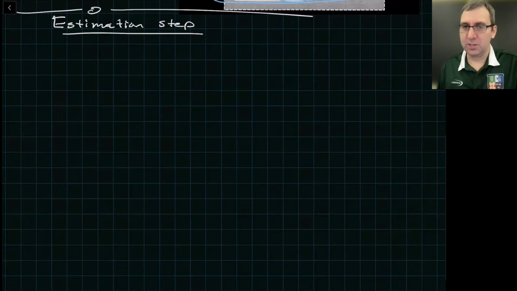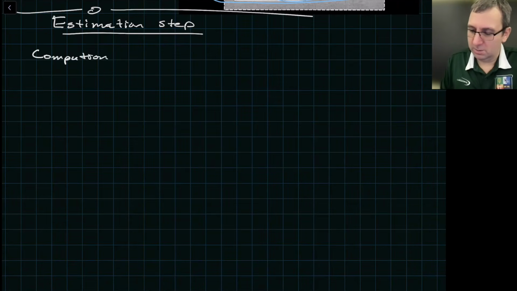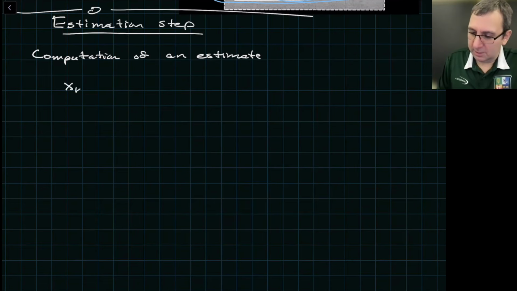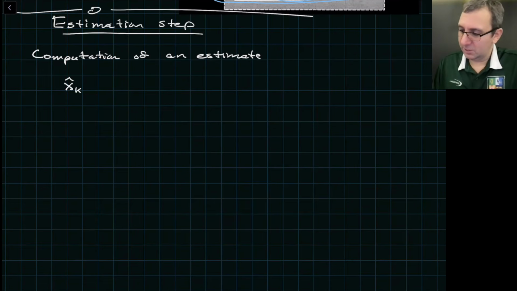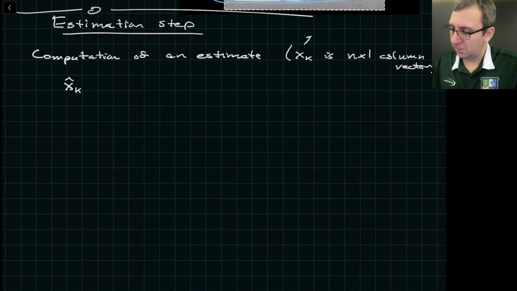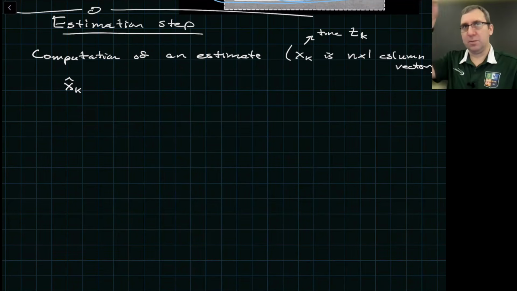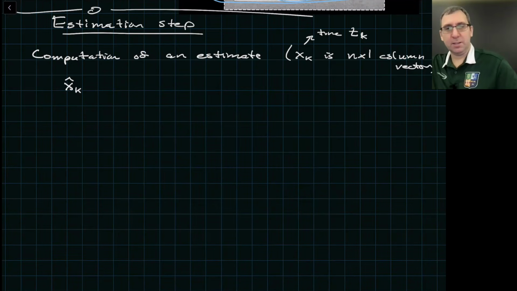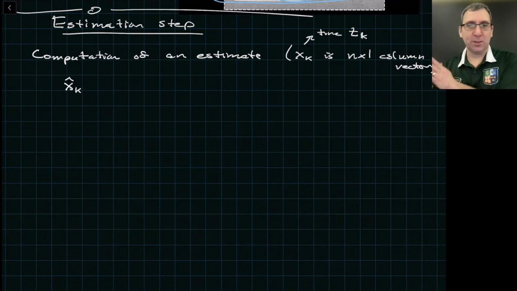All right, so the estimation step, we're doing computation of an estimate, xk hat, and xk is an n by 1 column vector, column matrix, and it corresponds to time tk. So we're always marching from tk to tk plus 1 and so on. And maybe these are equally spaced in time. They don't have to be.